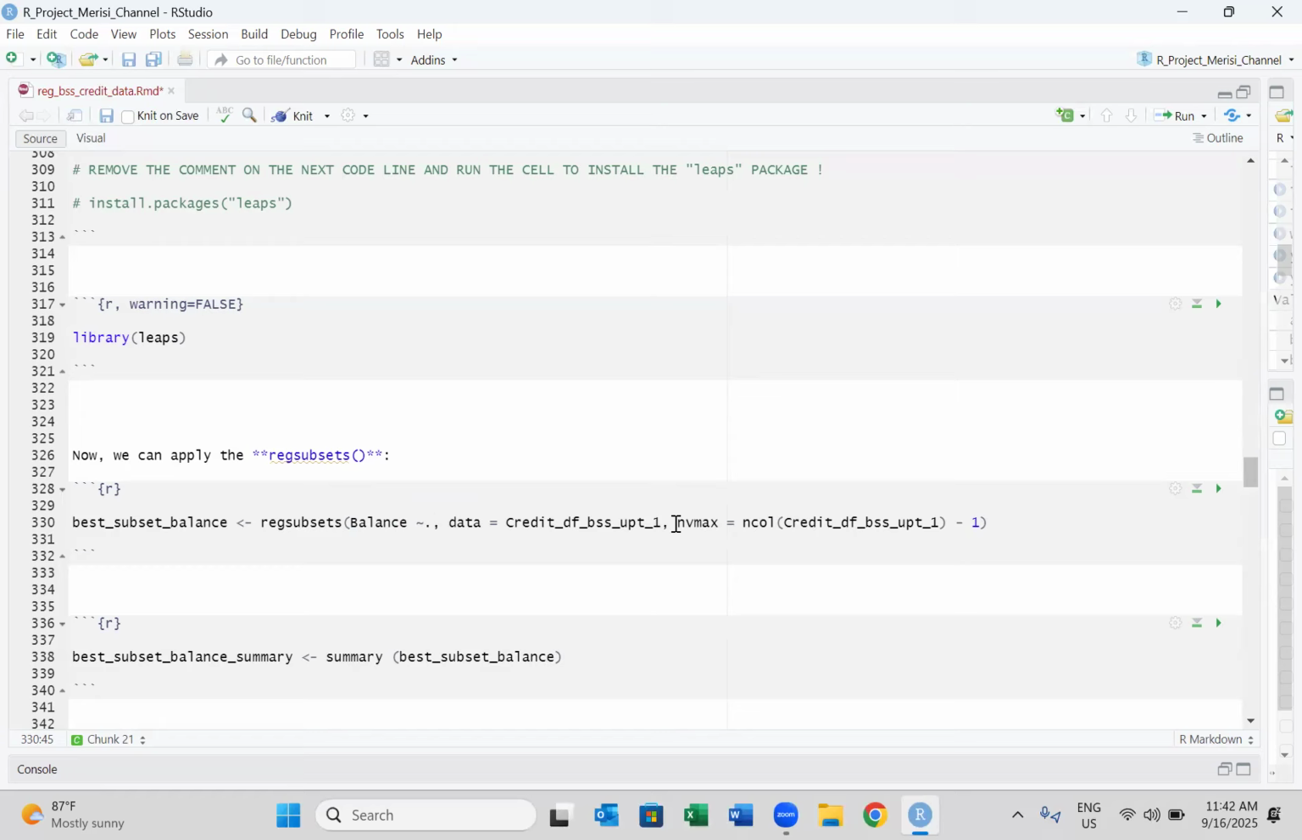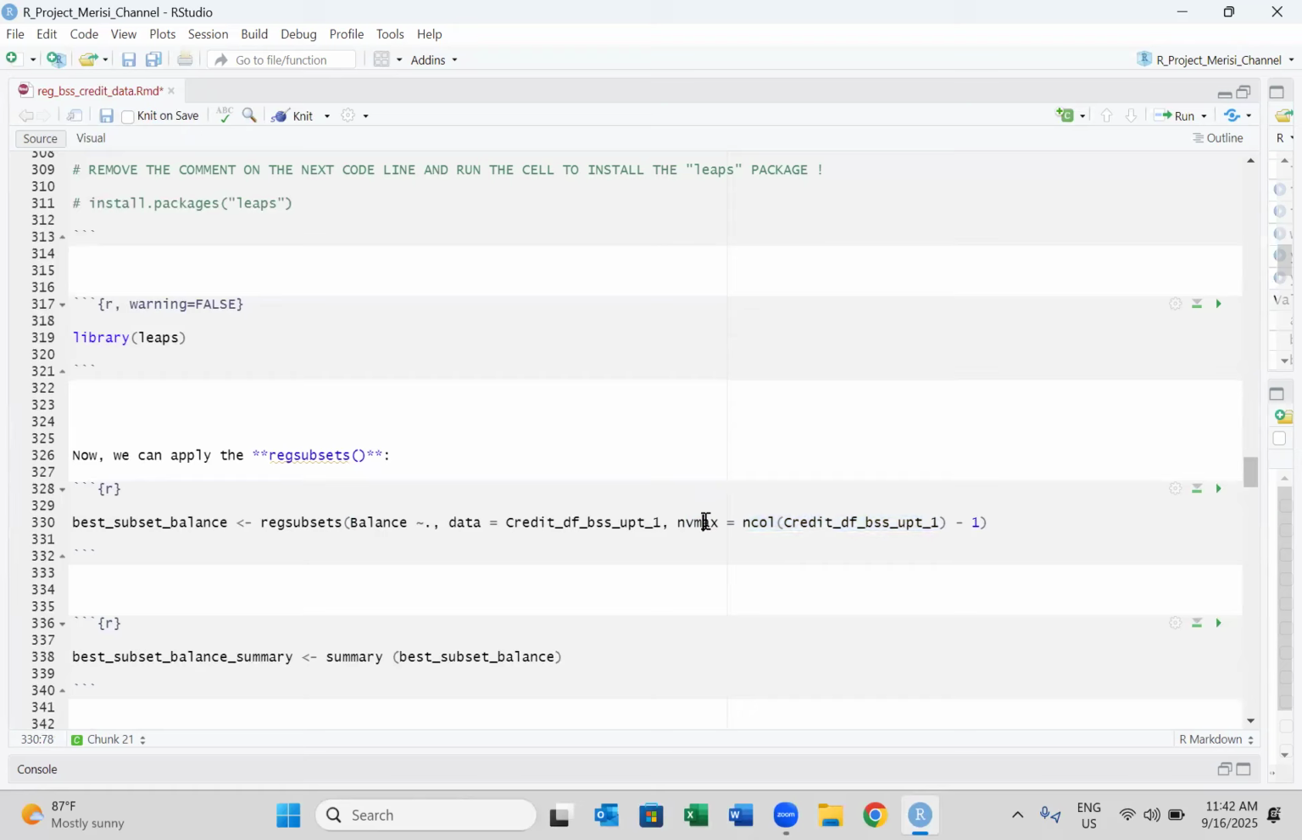Perfect. And then the last argument is the one you need to pass to the nvmax parameter. What is that nvmax parameter? That is the maximum number of predictors that we want to consider to be part of a model. In this case, we are saying that the max number of predictors equals the number of available predictors in the data set, which is 8. So nvmax equals the number of columns in the data frame, 9, minus 1, 8.